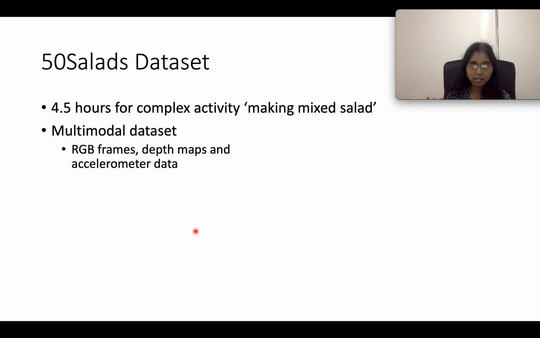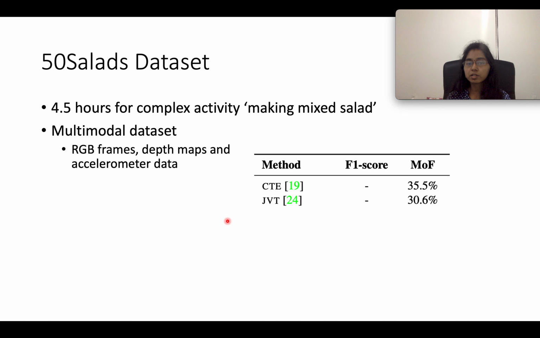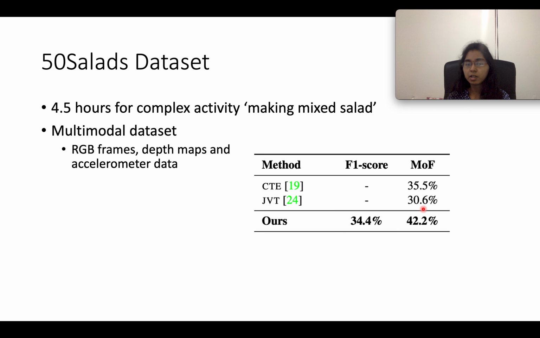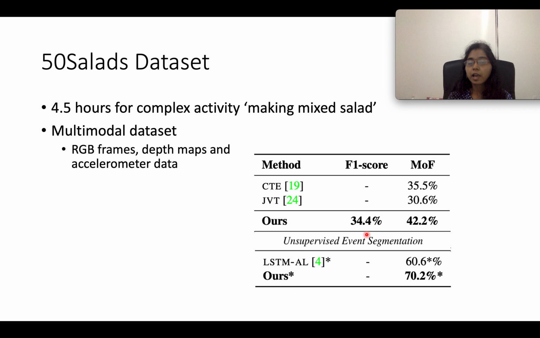Next we present our results on the 50 Salads data set. The 50 Salads data set is composed of videos performing the activity making mixed salad, and we use RGB frames in our work to report our results. We compare with unsupervised approaches that report around 35.5% and 30% mean over frame accuracy, while our method generates around 42.2%, which is a 7% improvement over state of the art, with a 34.4% F1 score. And for the task of unsupervised event segmentation, we show a 10% improvement over the state of the art.